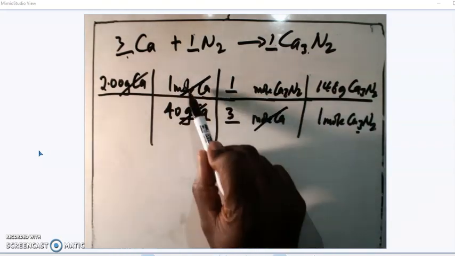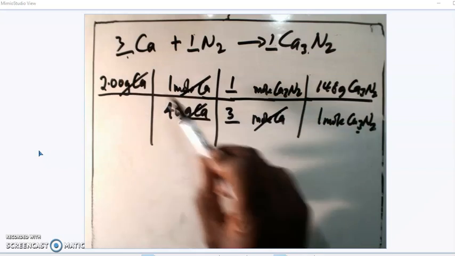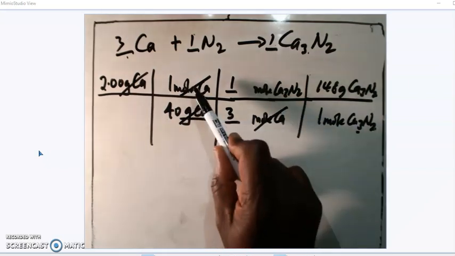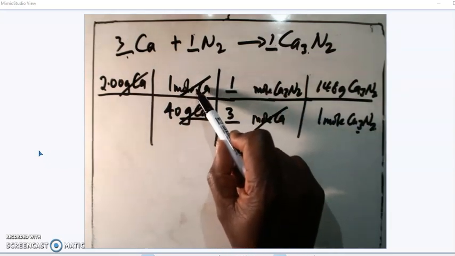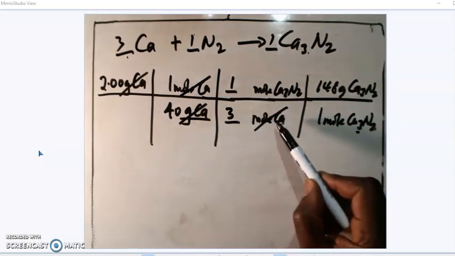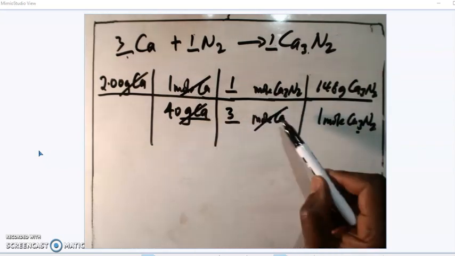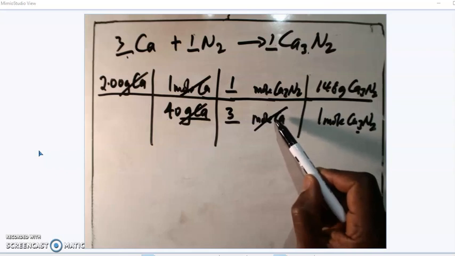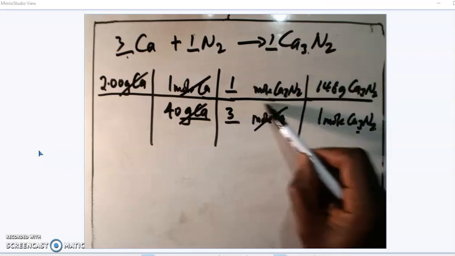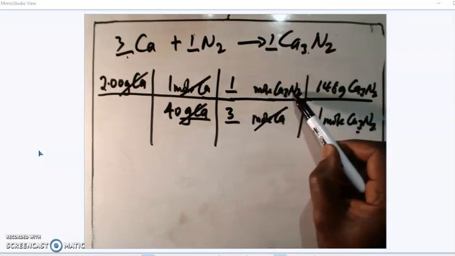Okay. Now, the grams of calcium cancel grams of calcium. Because you have 1 mole at the top here, mole of calcium will be at the bottom. So top and bottom will be able to cancel out. And then whatever you're looking for is always at the top. That is your calcium nitride from the question.